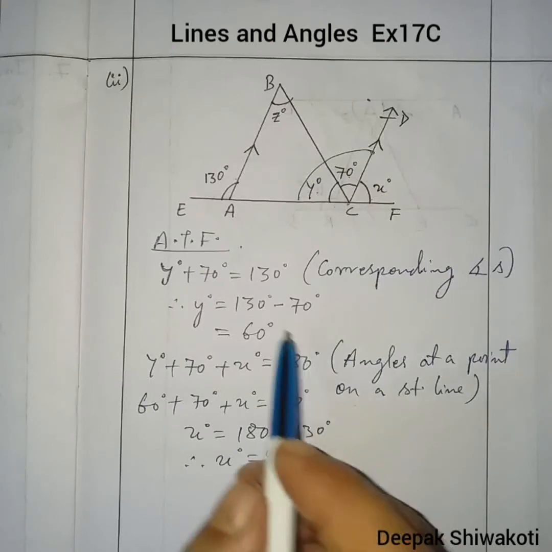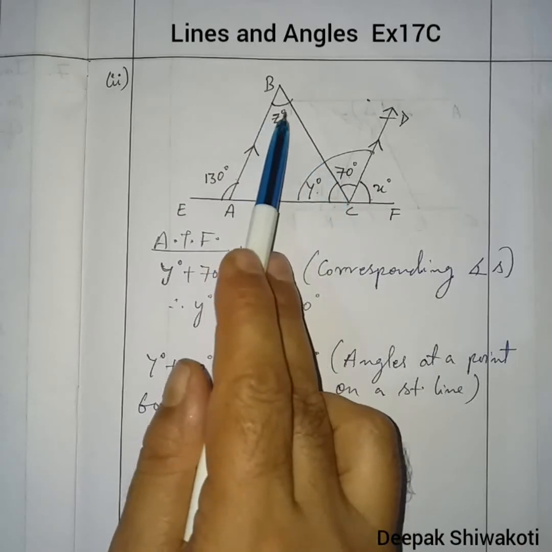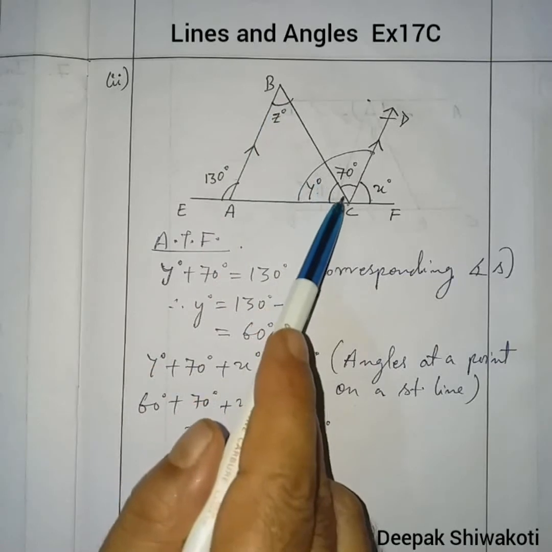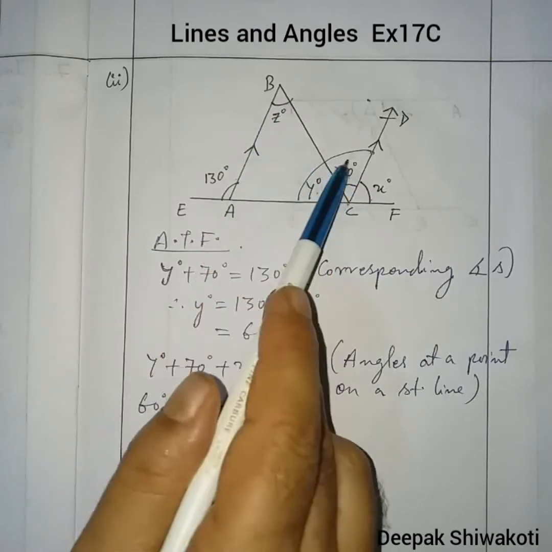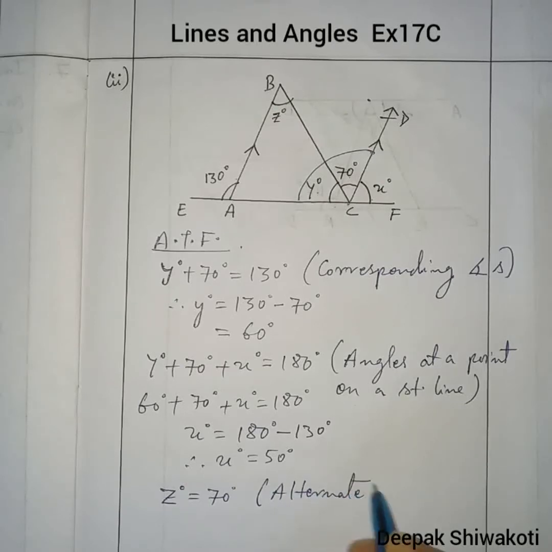Now Z. This angle and this angle, you see this line, are alternate to each other. So Z is equal to 70 degrees. Why? Because they are alternate angles.